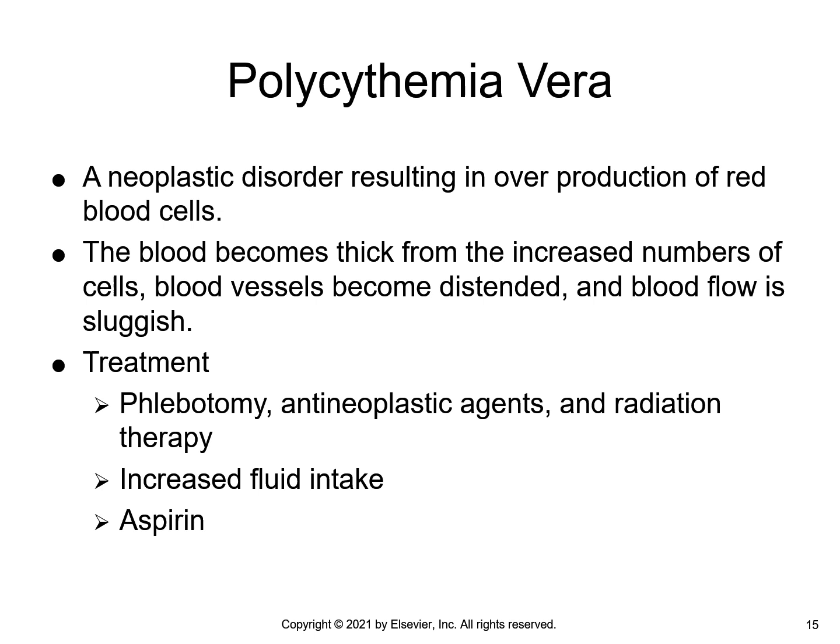With polycythemia vera, the blood will become thick from the increased number of cells. The blood vessels will become distended and the blood flow will be sluggish. Due to the sluggishness of the flow of blood, there is a tendency to make blood clots. Blood pressure will be elevated and the heart will hypertrophy. Bleeding is common in areas of distended blood vessels.